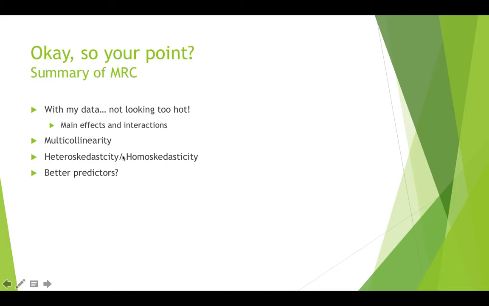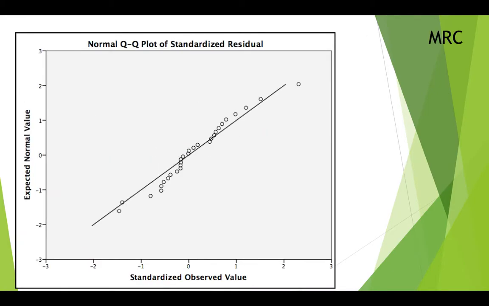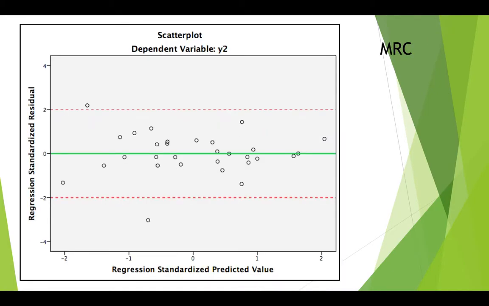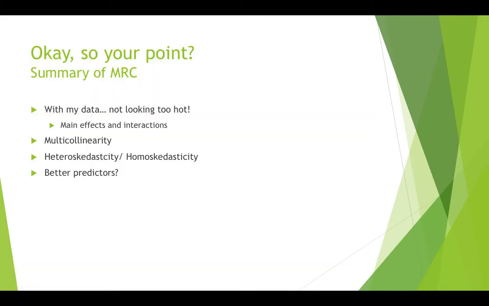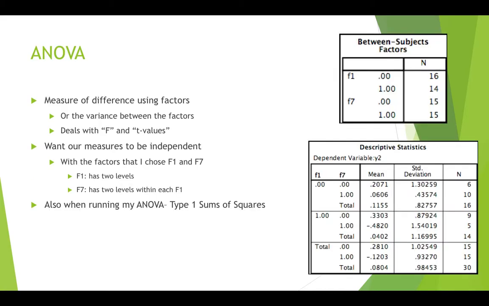With heteroscedasticity and homoscedasticity, we can definitely see that in my graphs here and here, there was a little bit of variation, but it's not as all over the place as it could be, and we don't want it to be all over the place. So am I saying that I need better predictors? Most definitely. I definitely need better predictors. So let's go ahead and shoot over to ANOVA, the other side.